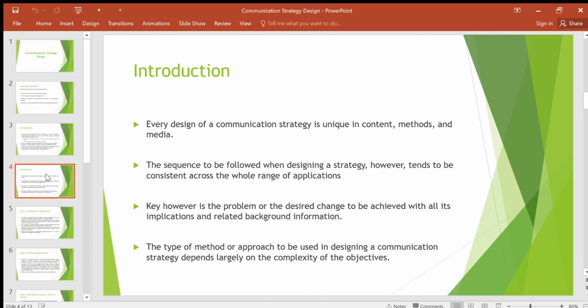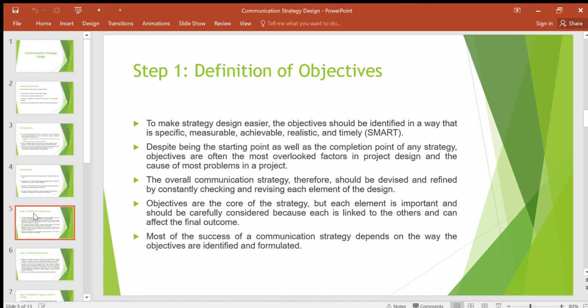Okay, let us move on to the first step in designing a communication strategy. The first step is definition of objective. First, what is an objective? An objective is a goal. It is an aim. It is something that one aims to achieve or desires to achieve. That is what an objective is.